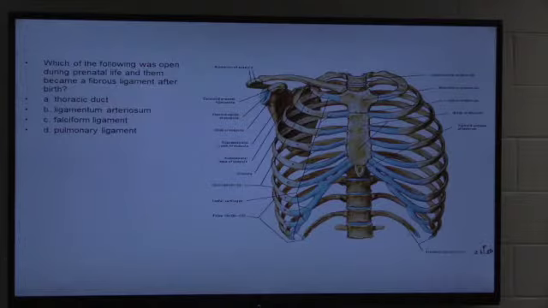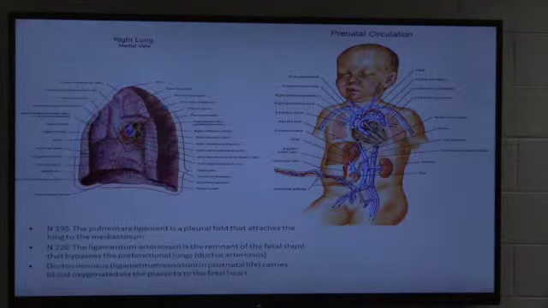Which of the following was open during prenatal life, and then became a fibrous ligament after birth? So is it a normal phenomenon? Was it the thoracic duct? No, you needed that after birth, right? Ligamentum arteriosum, falciform ligament, pulmonary ligament. Well, it would be one of these ligaments right here.